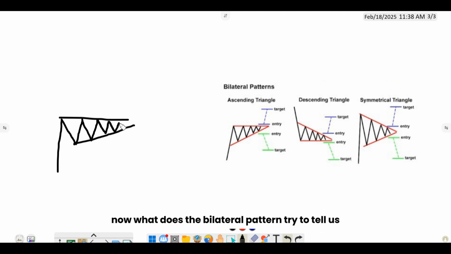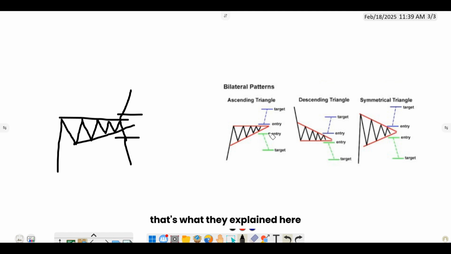Now what does the bilateral pattern try to tell us? In a bilateral pattern, we don't know if the market is going to break high or break low. So we want to set our entry as a stop order. Whichever way it breaks, low or high, we want to be in the trade, trading the bilateral pattern. That's what they explained here.